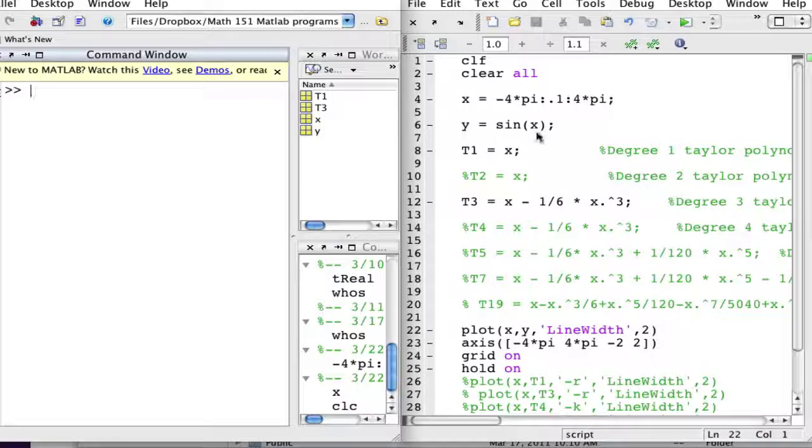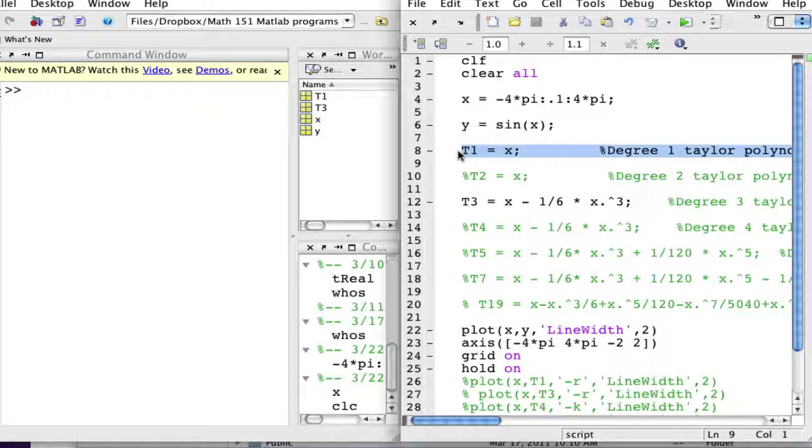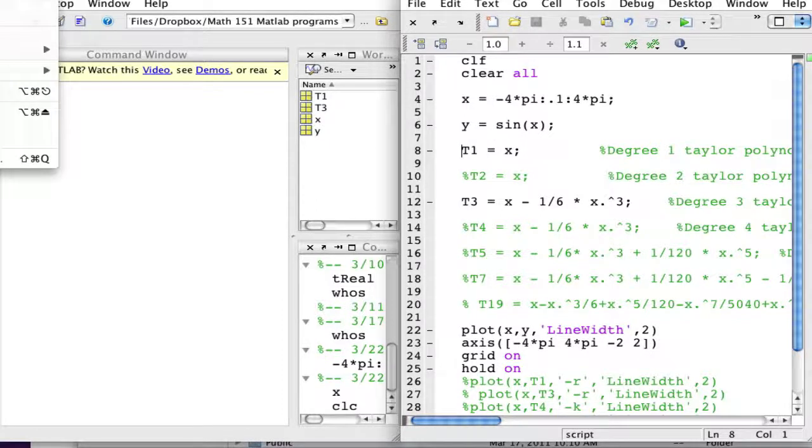All right. So right here, what I put in, I put in manually. Or actually, I had Wolfram do these for me, and then I copied and pasted. But this is the first degree Taylor polynomial for sine. This is the second degree, right? Notice it's exactly the same as the first one. Why? Because it's 0 x squared.